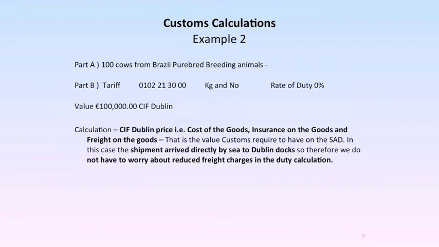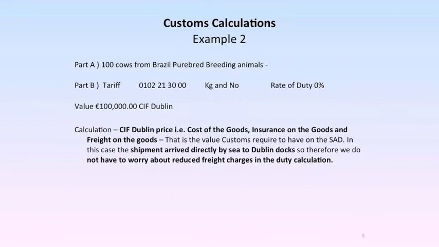Example number 2. This time we have 100 cows from Brazil, purebred breeding animals. The tariff number as shown, the full 10 digits. Kilo and number are required for quantity, and the rate of duty is 0%. The value is €100,000 CIF Dublin, cost, insurance and freight.